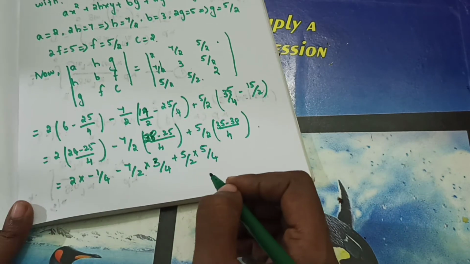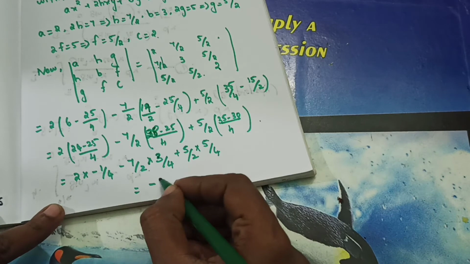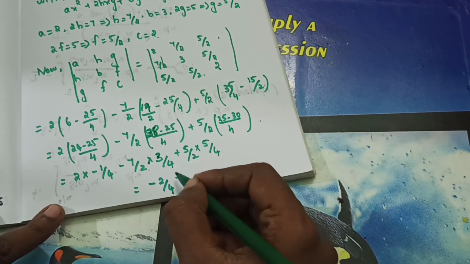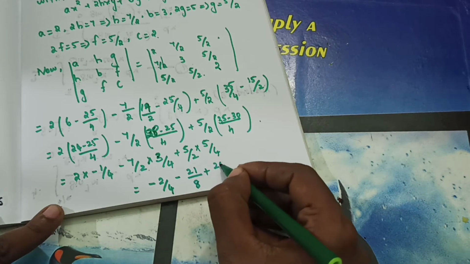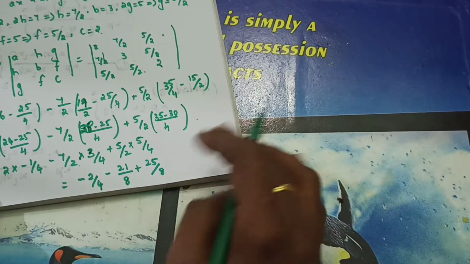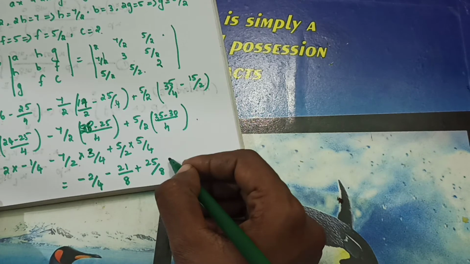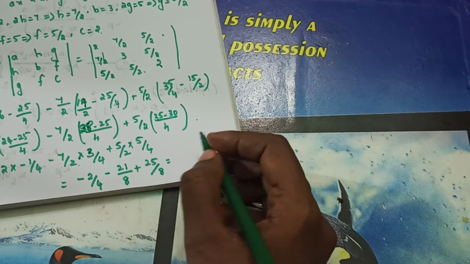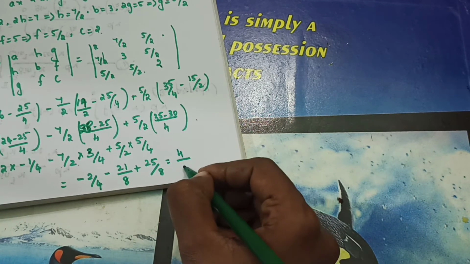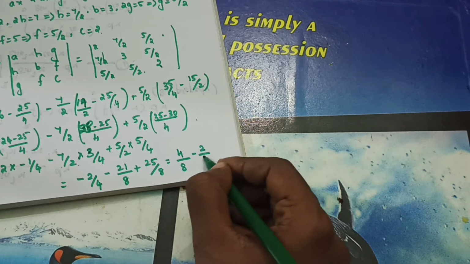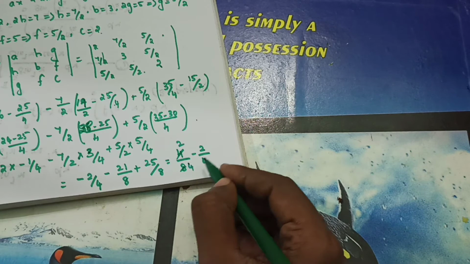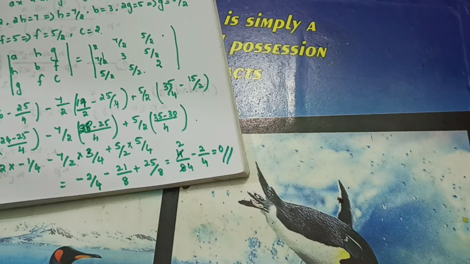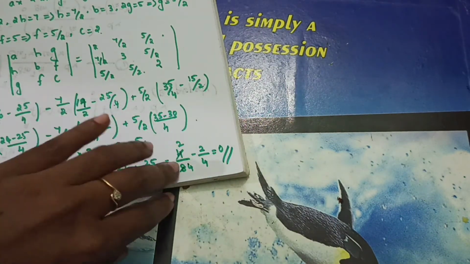Now simplify all the things. So you will get minus 2 by 4 minus 21 by 8 plus 25 by 8. If you simplify this, how much you will get? So 4 by 8 minus 2 by 4. So this and this will get cancelled. That's equal to 0. Understand? So just to simplify, that's all. So you got the answer as 0.